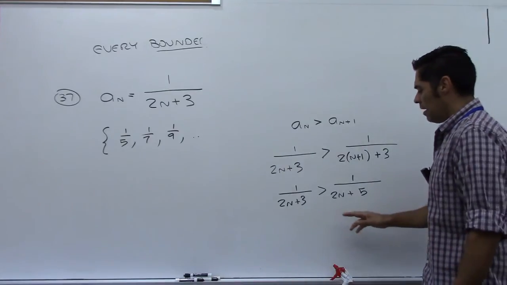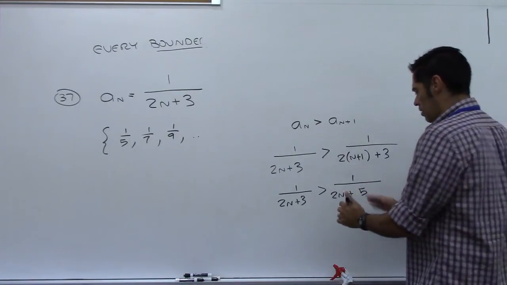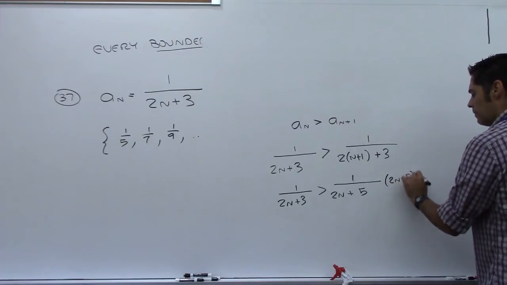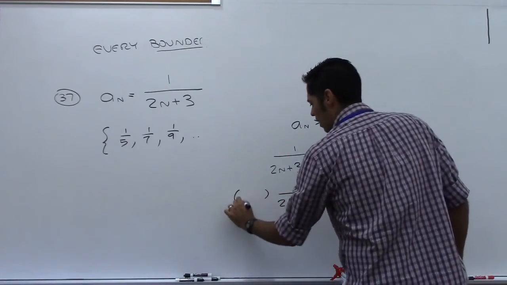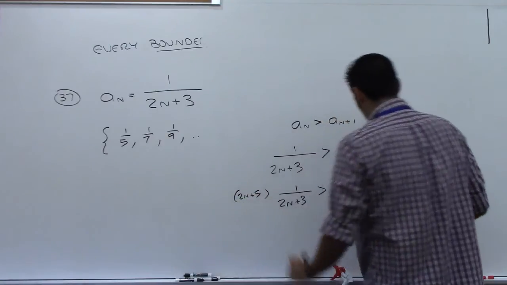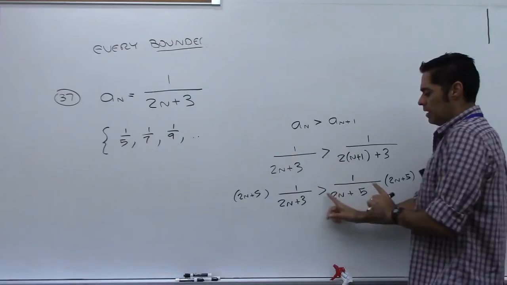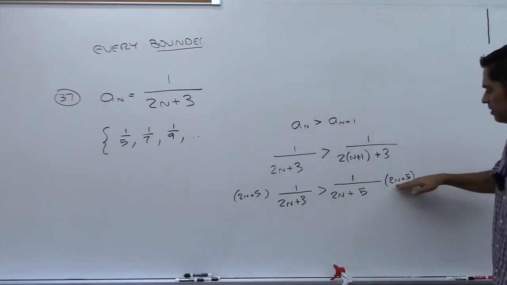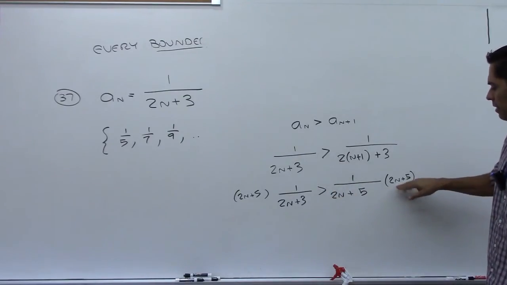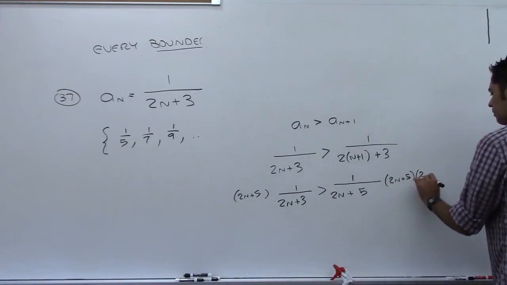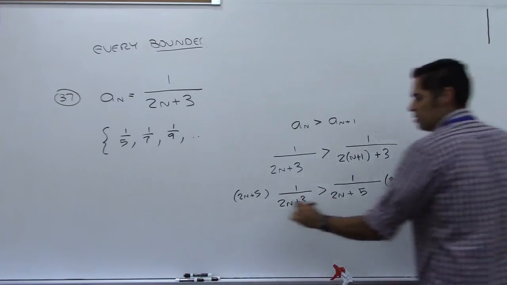So what I'll do now is I'll kind of like cross multiply. I'm going to multiply this side times 2n plus 5. At the same time, I'm going to multiply this side by 2n plus 5. That will clear out this fraction over here. I don't have to worry about flipping the inequality over because this is guaranteed to be a positive number, right? Because n is positive. And then at the same time, I'm going to multiply both sides by 2n plus 3.